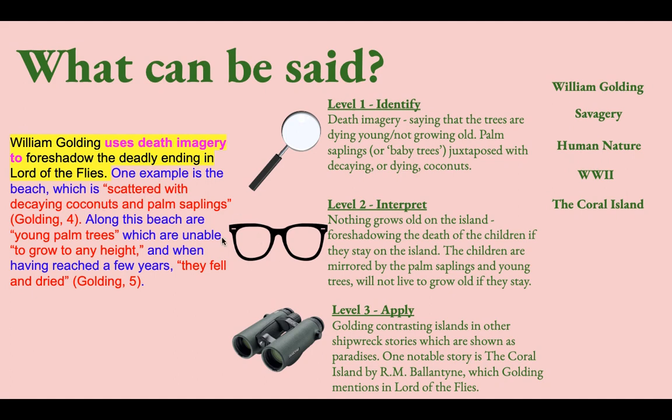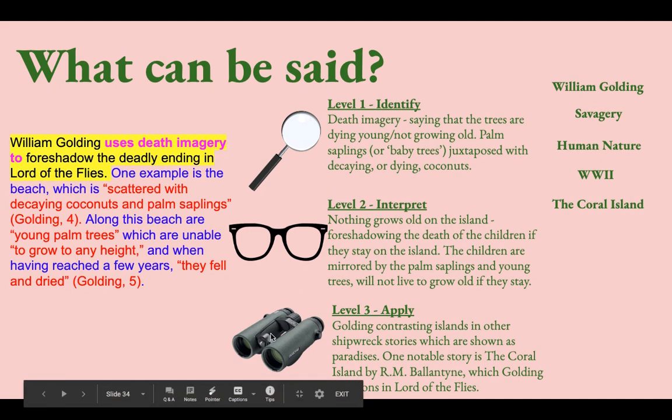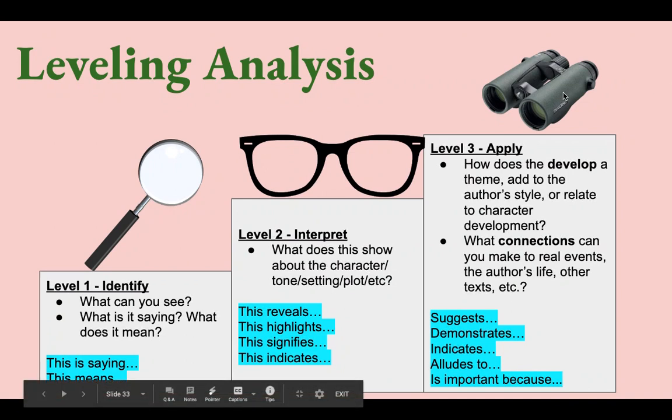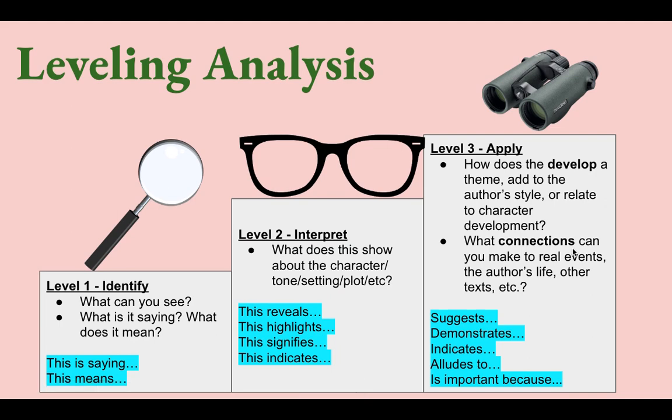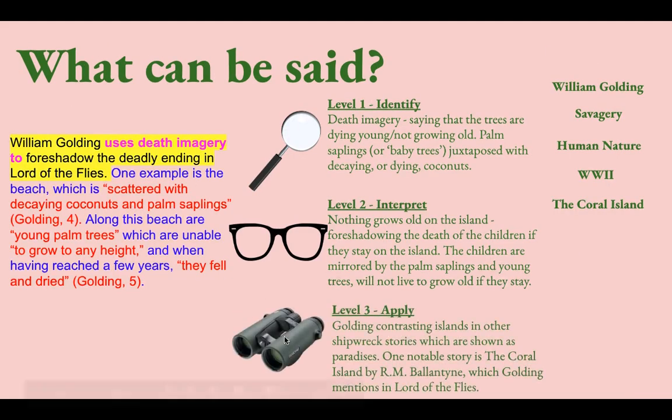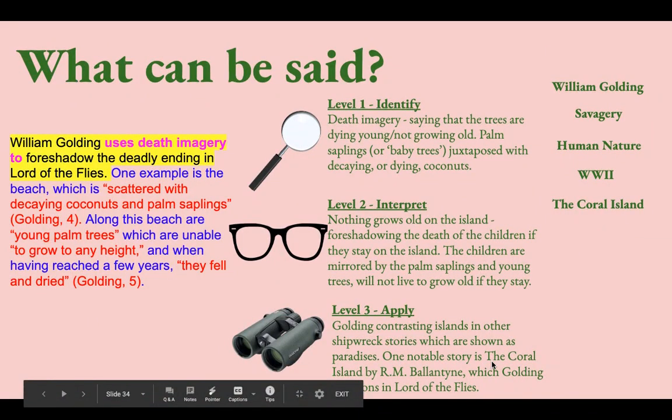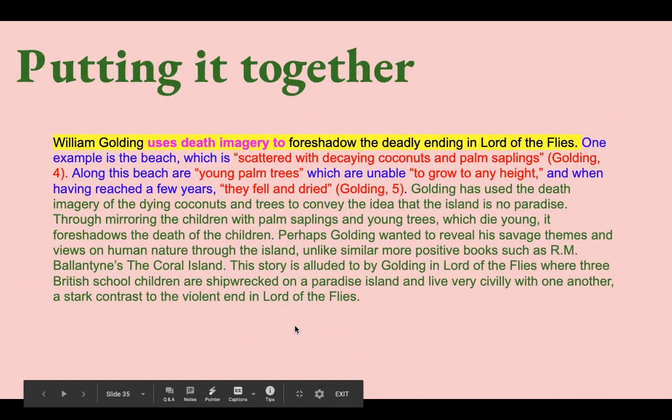I put on my glasses, I look at the whole book now. Well, in terms of the book, it's saying this, it's foreshadowing things. Its deeper meaning is this. Then I stand at the top of my mountain, my level 3 mountain, look out to the whole world and try to make connections to things outside of the book with my binoculars. And I can make a connection to The Coral Island, another story which William Golding even refers to in Lord of the Flies, using my binoculars. So now I need to put it together.